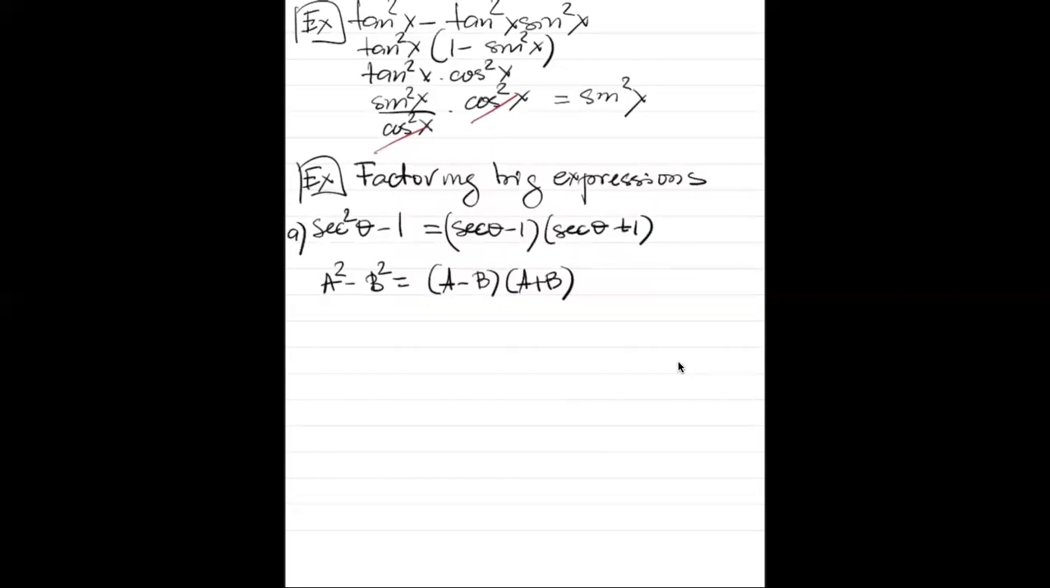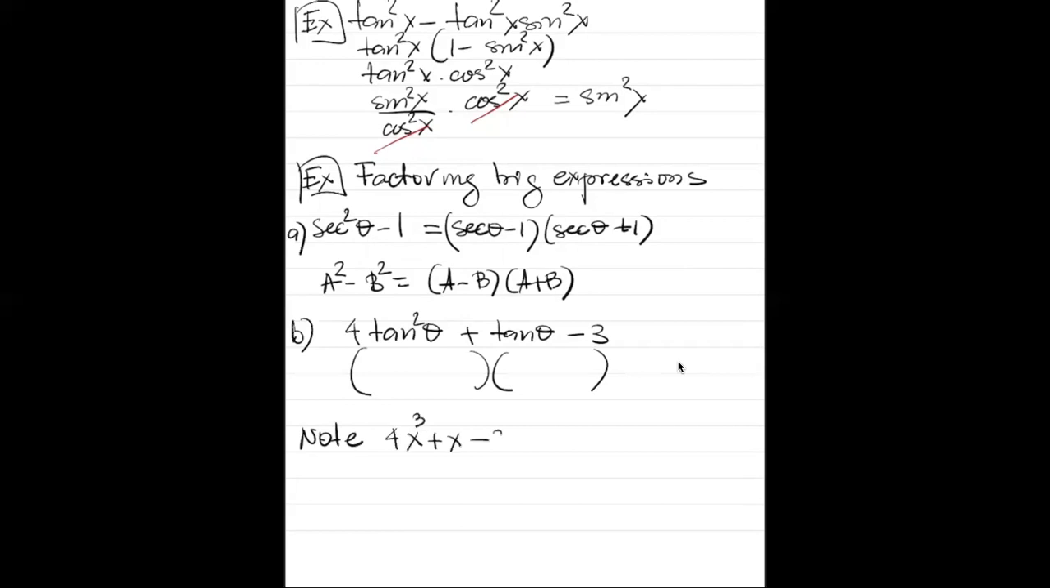Okay, so let's have 4 tangent squared theta plus tangent theta minus 3. We can factor this just like we factor quadratic trinomials. So for example, 4x squared plus x minus 3. We can factor this by guess and check or by the AC method. So 4x minus 3, x plus 1, we can check by FOILing. So we're using the same strategies here. Instead of x, we have tangent of theta, so that would be 4 tangent of theta minus 3, and tangent of theta plus 1, and it's factored.